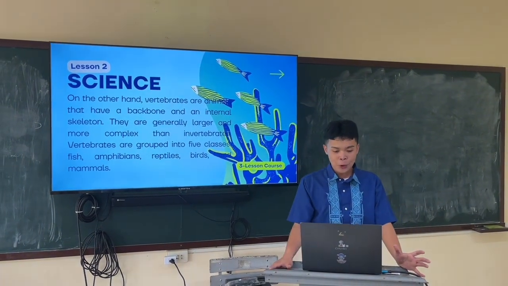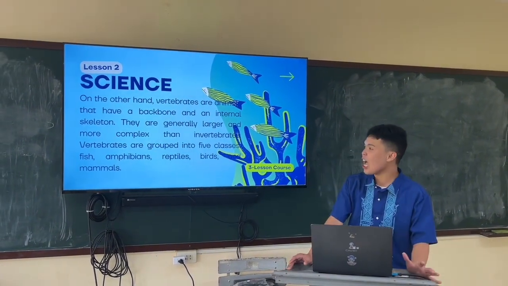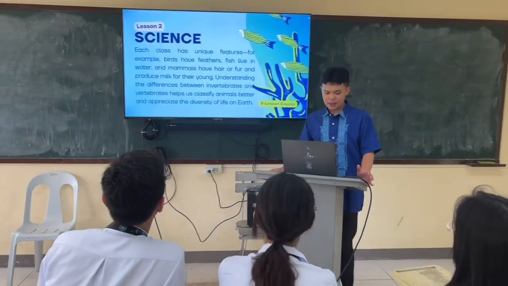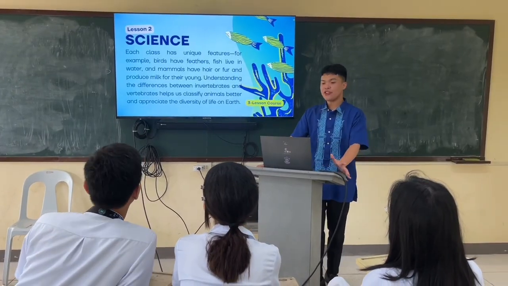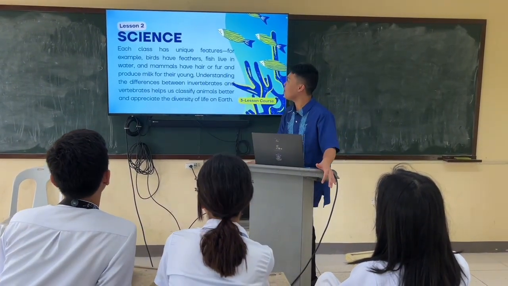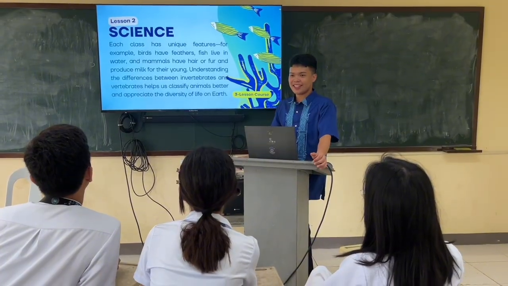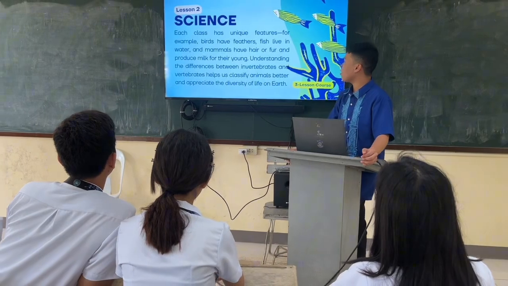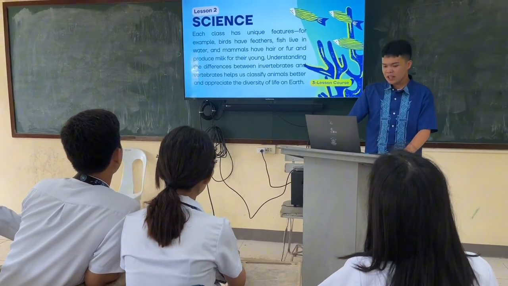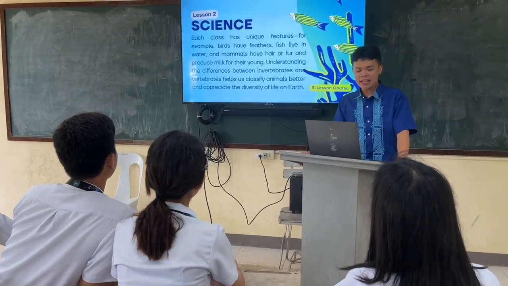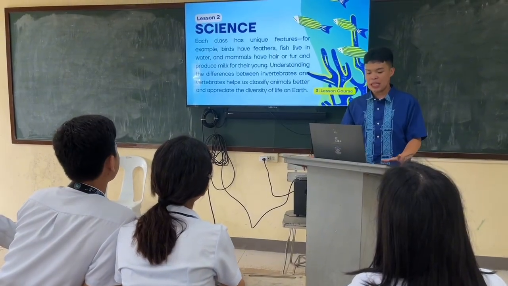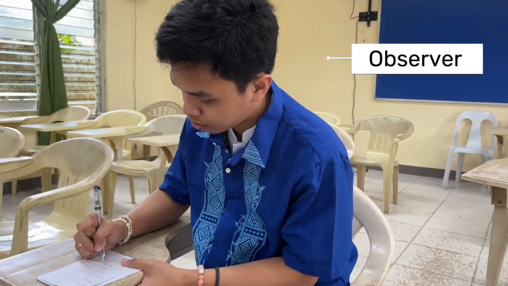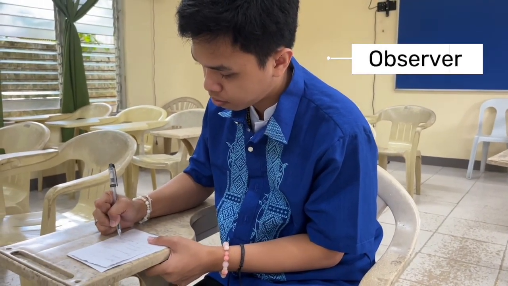Vertebrates are grouped into 5 classes: fish, amphibians, reptiles, birds, and mammals. Each class has unique features. For example, birds have feathers, fish live in water, and mammals have hair or fur and produce milk for their young. Understanding the differences between invertebrates and vertebrates helps us classify animals better and appreciate the diversity of life on Earth.